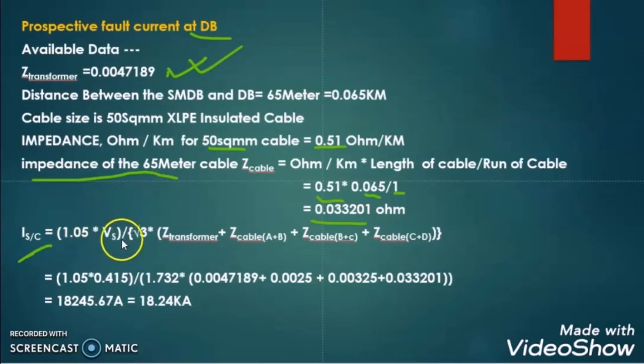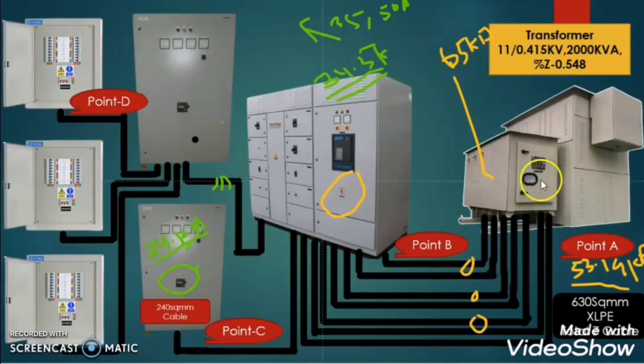Now again, the prospective short circuit current at the final distribution board level will be 1.05 into secondary voltage divided by root 3 into the transformer impedance, the cable impedance between point A and B, the cable impedance between point B and C, and the cable impedance between C and D. What does it mean? The transformer impedance, the cable impedance between point A and B, that is for this cable, the cable impedance between B and C, that is for this cable, and the cable impedance between C and D, that is for this cable.